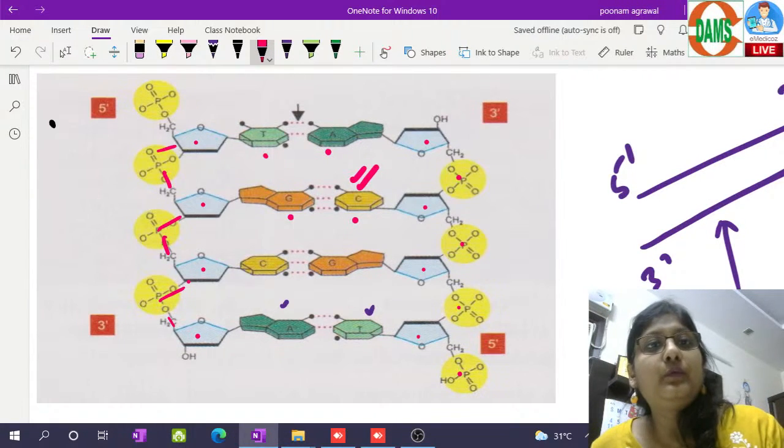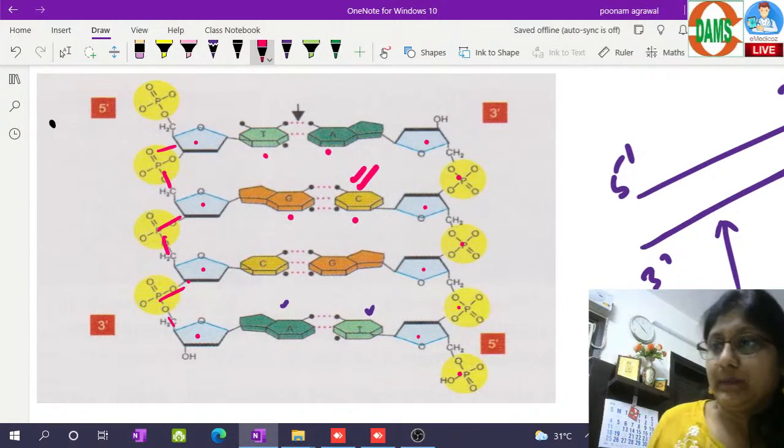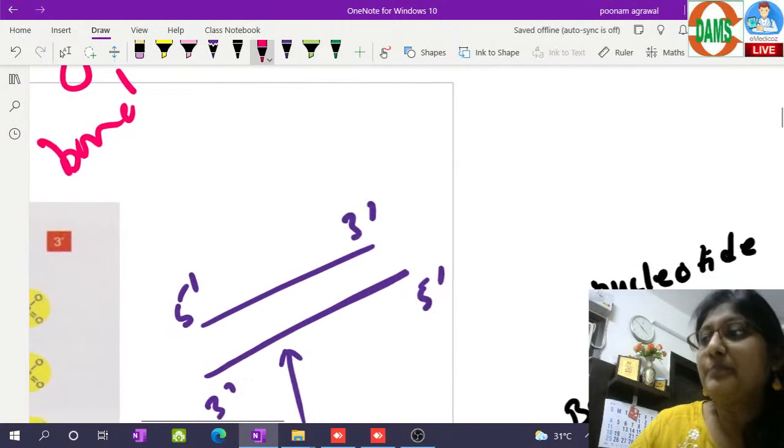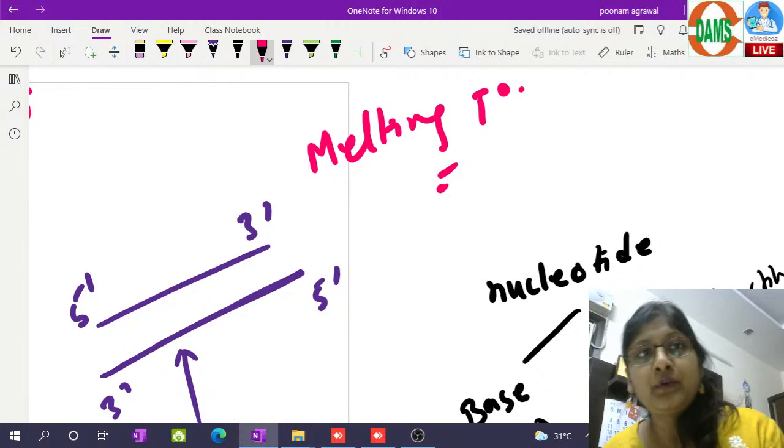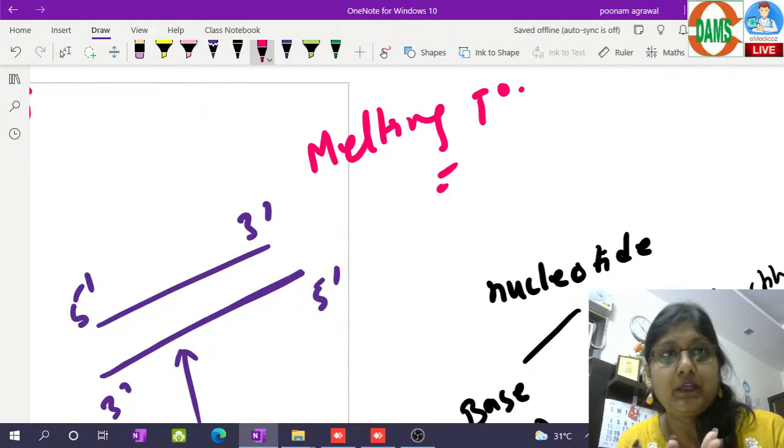That is why we get another concept, the melting point of DNA. What is melting temperature? Melting temperature of DNA, melting point: the temperature at which 50% segregation of DNA occurs.